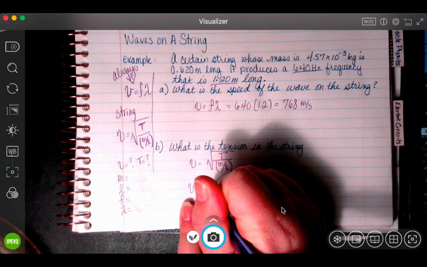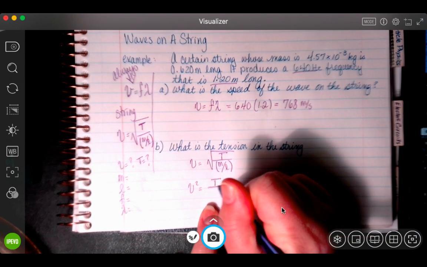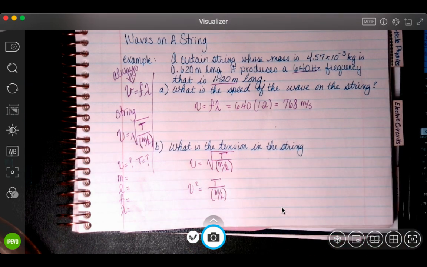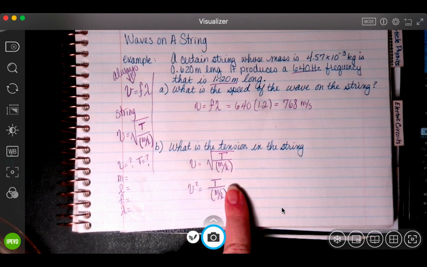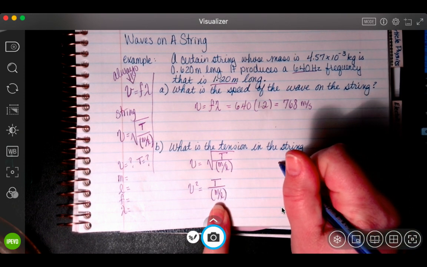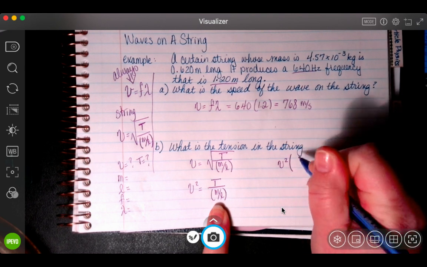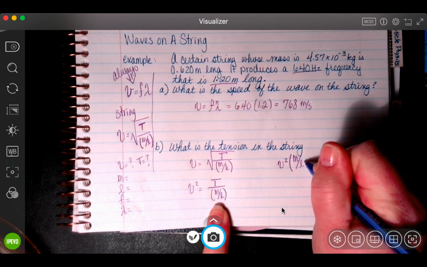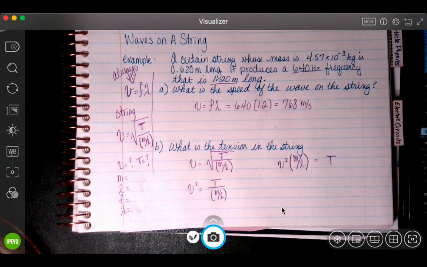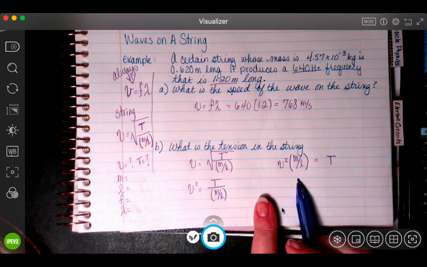So I'm going to square both sides, giving me the velocity squared is tension over the mass per length. Now I have a fraction within a fraction. So I want to get rid of that fraction within a fraction, which means I'm going to multiply both sides by the denominator, which is that whole fraction there, which leaves me with that the velocity squared times the fraction of the linear mass density, or mass per length, is equal to the tension, T. Well, sweet, I've got all of those numbers.